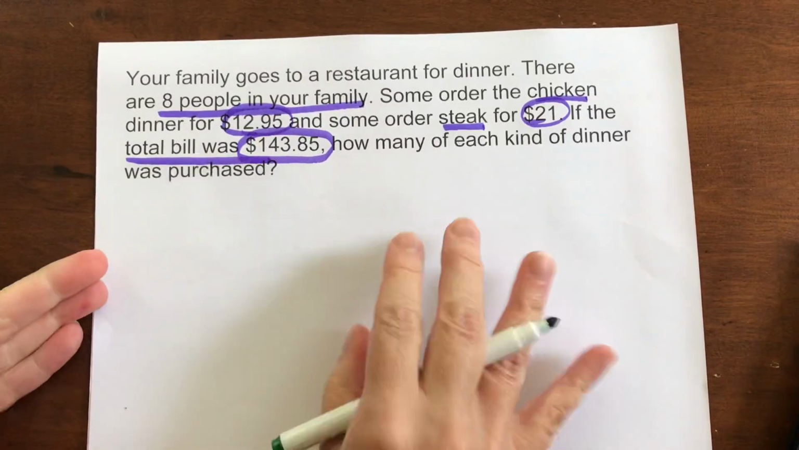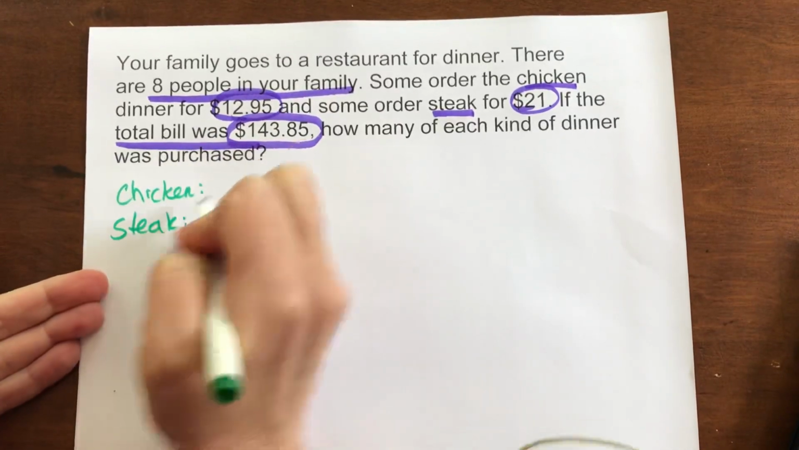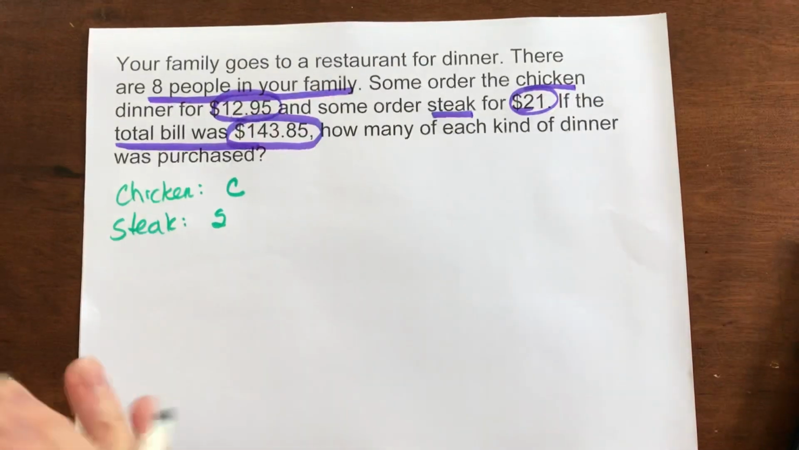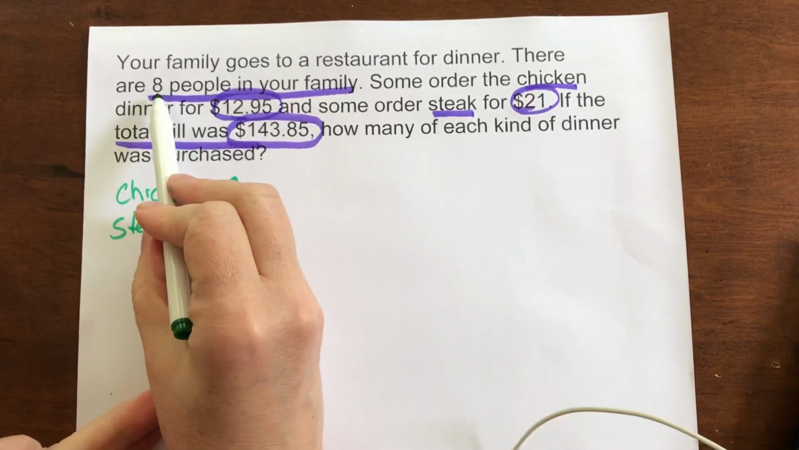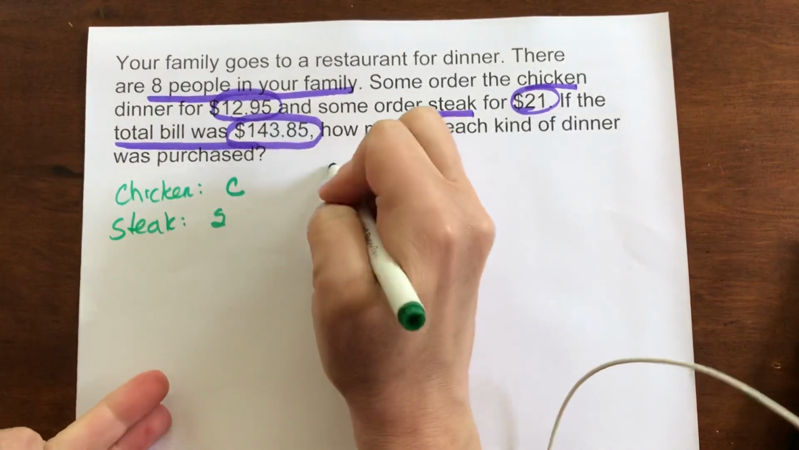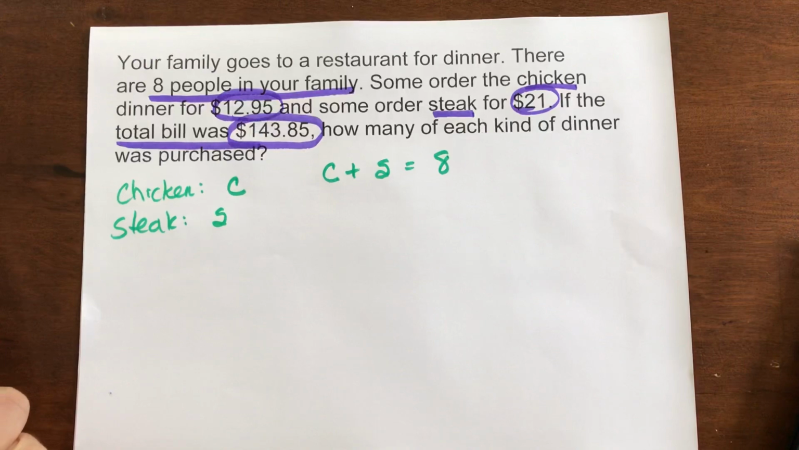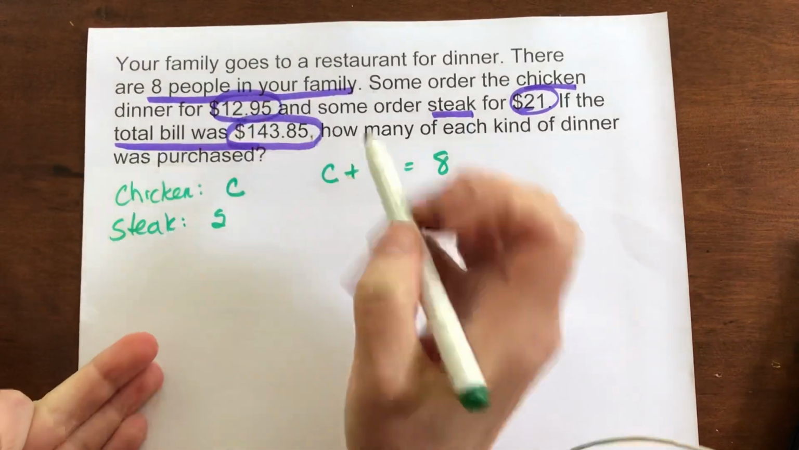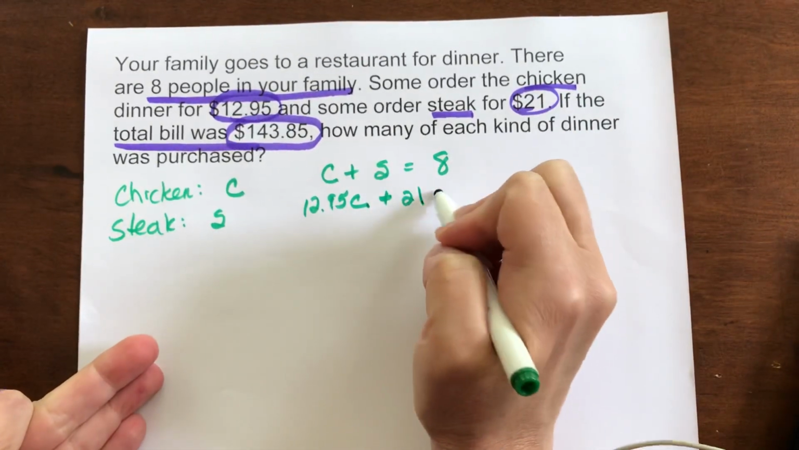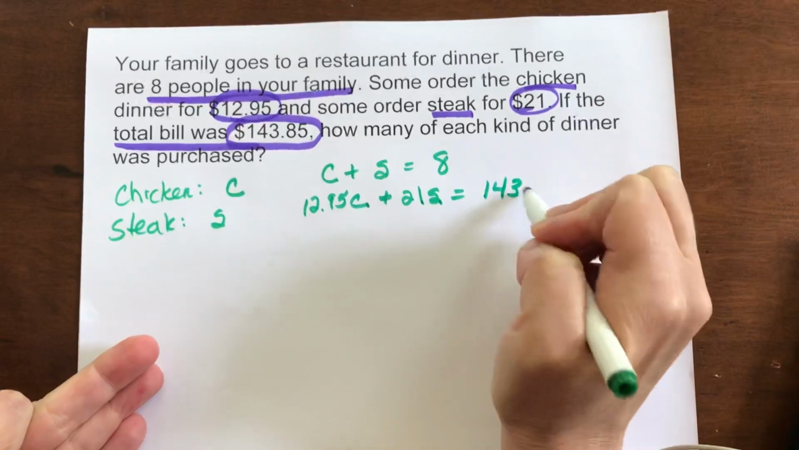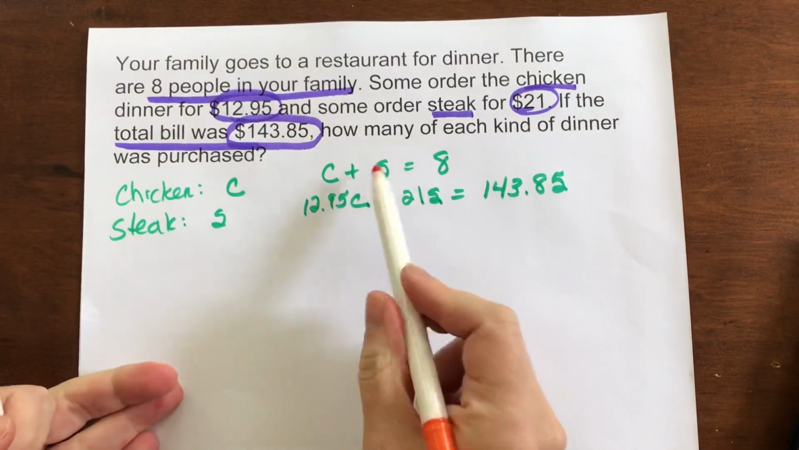All right, so what kind of dinners do we have? We have chicken and we have steak. Here, I'm going to just use chicken and steak. So now I know that there were how many people in the family? 8. So that means I had to spend for 8 people. So the chicken dinners plus the steak dinners has to equal a total of 8 people. Okay. And then the rest of it's kind of simple. $12.95 for a chicken plus $21 for a steak is going to equal $143.85.